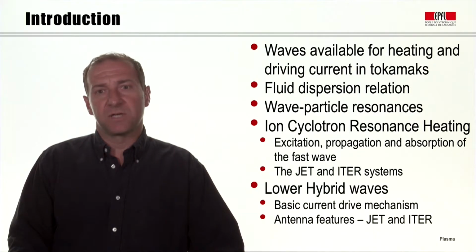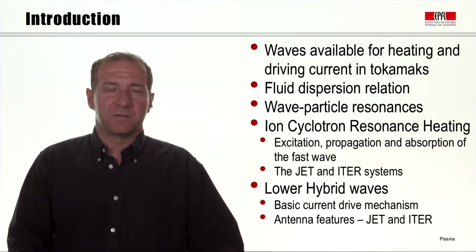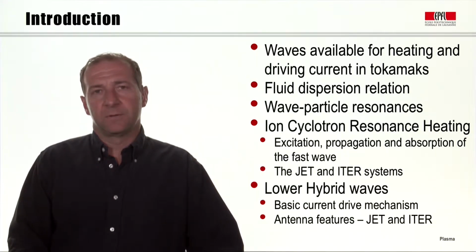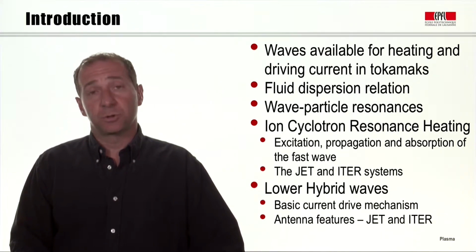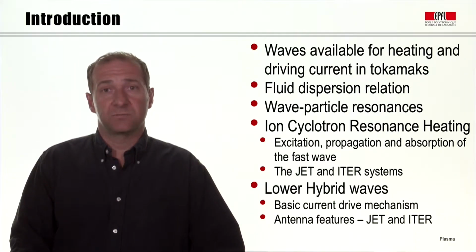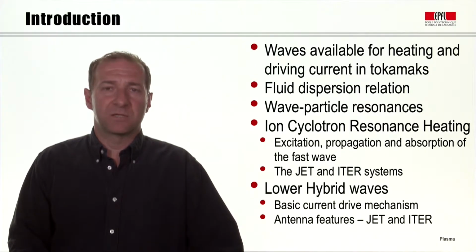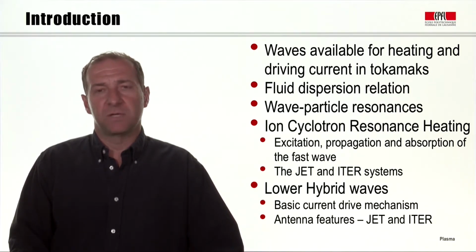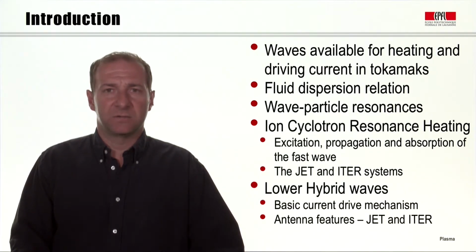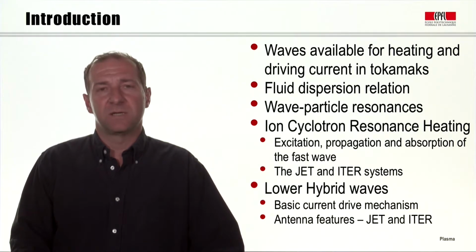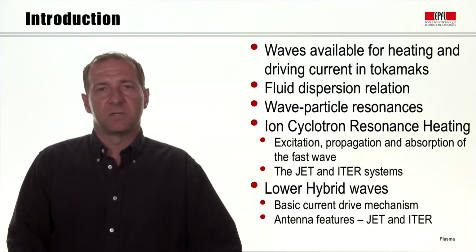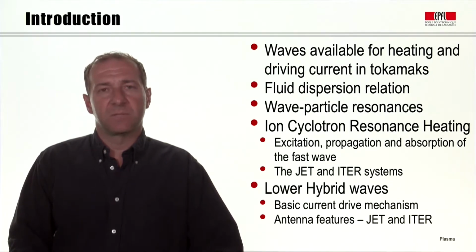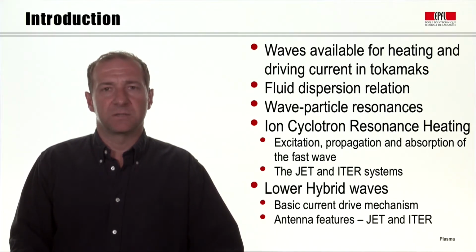The ion cyclotron resonance heating system, that's based on the resonance between the wave and the ion population. We will look at the excitation, propagation, and absorption of the wave that carries the energy in this frequency range, and at practical systems that we have available today, for example in JET, and that we are developing for ITER. We will then look at the lower hybrid wave system for basically driving non-inductive current in the plasma, and explore some of the antenna features, again, for an existing system, that of JET, and for the system foreseen for ITER.